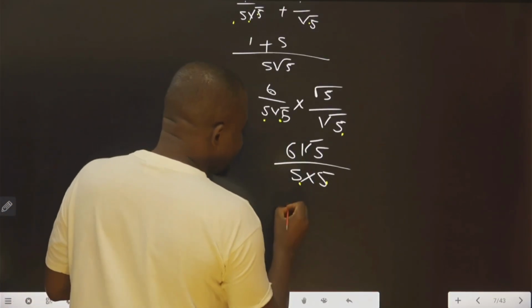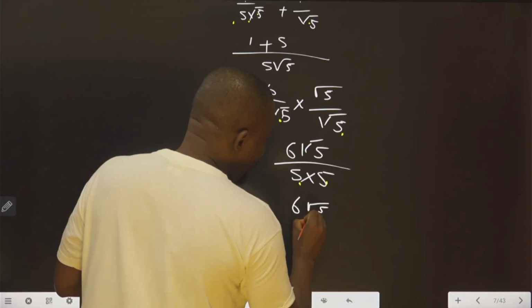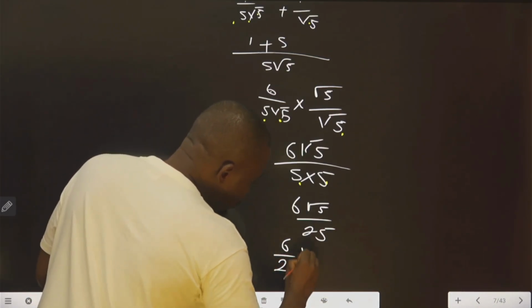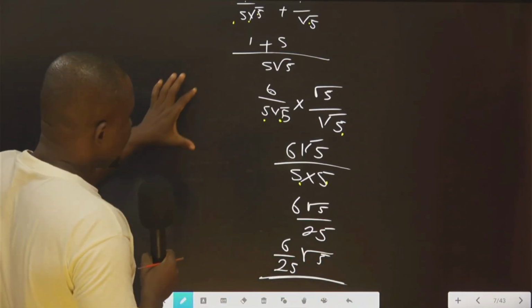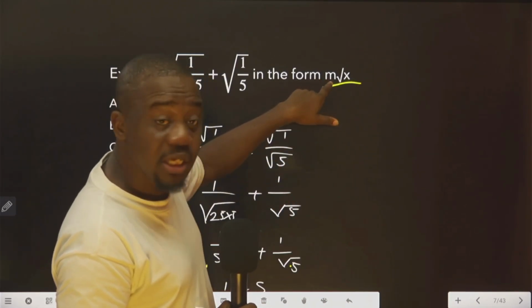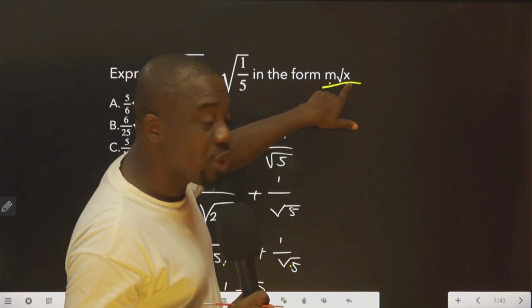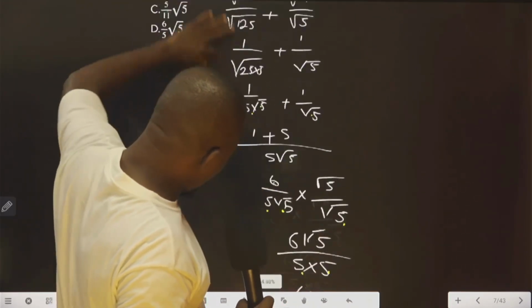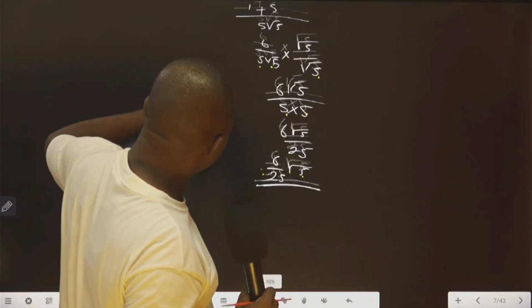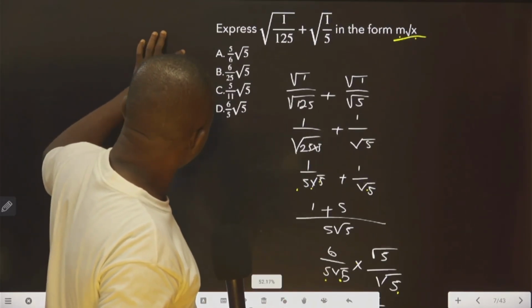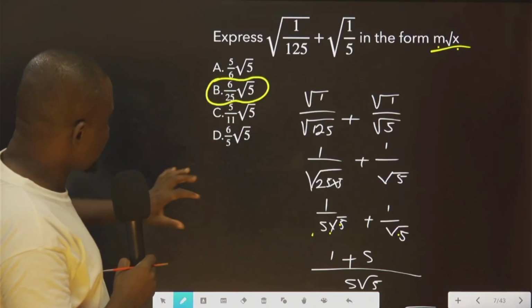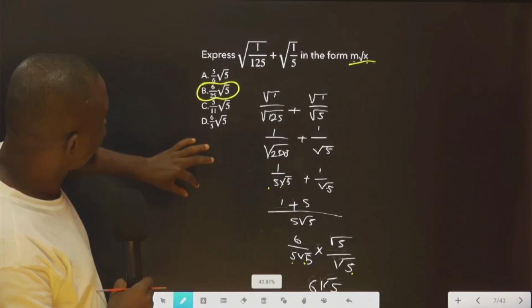It means therefore now we have 6 square root of 5 over 25, which you can write as 6 over 25 square root of 5. So this is the answer according to what we are asked to do in this form. See? A number without square root, one with square root. So our answer, you can see, a number without square root, one with square root: 6 over 25 square root of 5. So this is the answer.